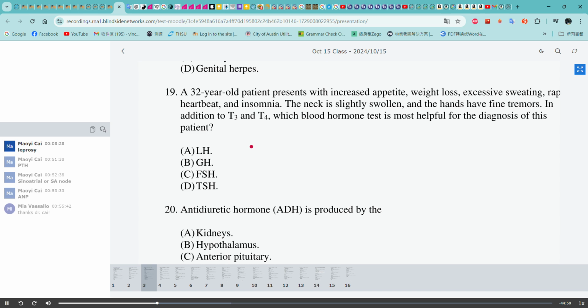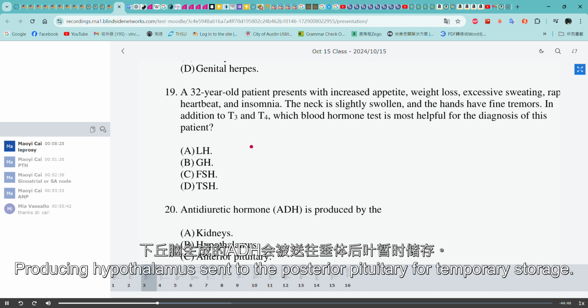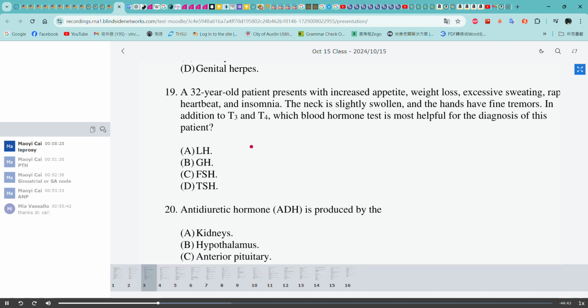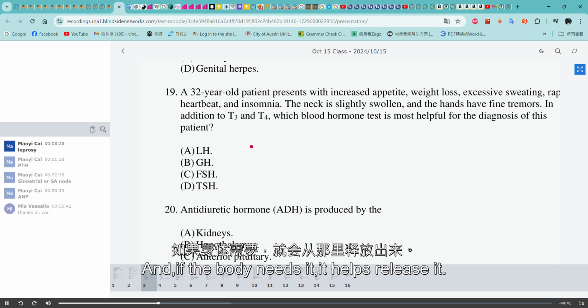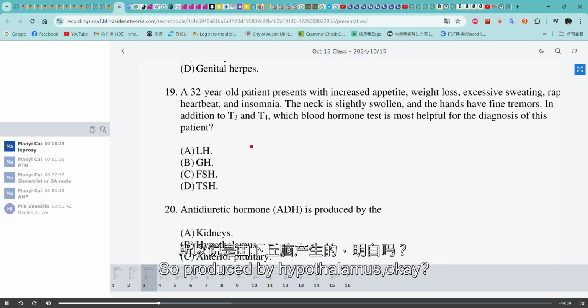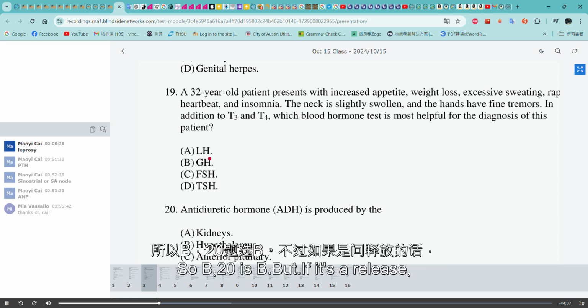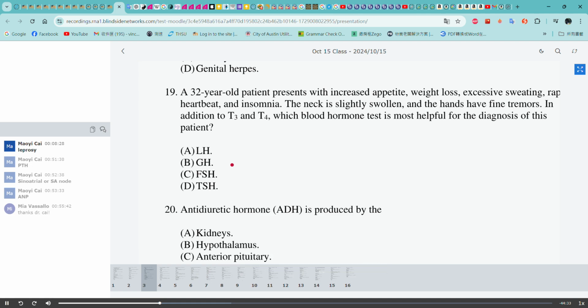ADH is produced by the hypothalamus and sent to the posterior pituitary for temporary storage. Then, if the body needs it, the posterior pituitary helps release it. So it is produced by the hypothalamus, okay? So 20 is B. But if it's a release, that's the posterior pituitary.